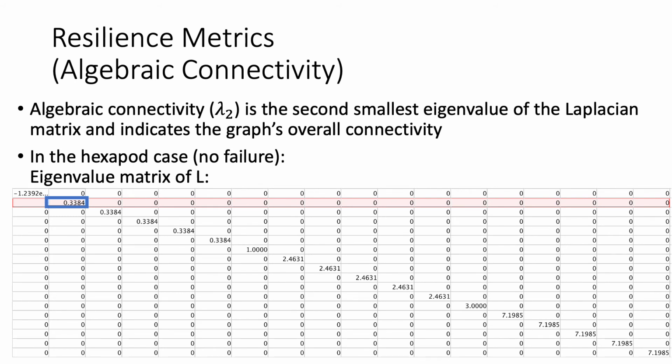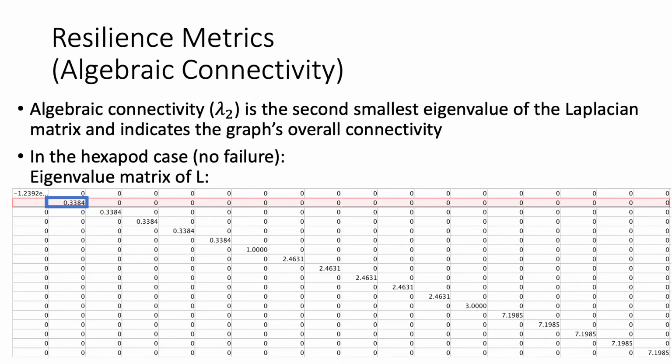And we will also consider algebraic connectivity as the standard for resiliency of the system. The algebraic connectivity is the second smallest eigenvalue of the Laplacian matrix, and it indicates the graph's overall connectivity.